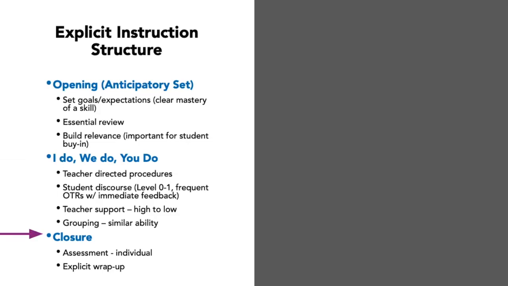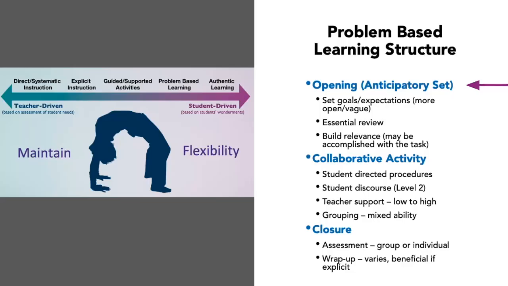You close lessons with an assessment and explicit wrap-up that draws students' attention back to that learning goal and then what they can expect to learn about next so they can see the broader picture. The problem-based learning structure falls more towards the middle right of our spectrum, and this could start with a similar opening that sets goals, only this time the learning targets would be a little bit more broad. You should also review and build relevance here for this type of lesson.